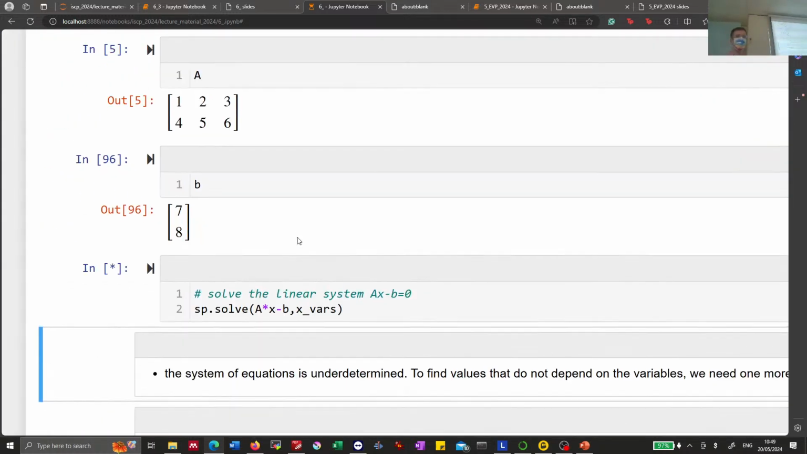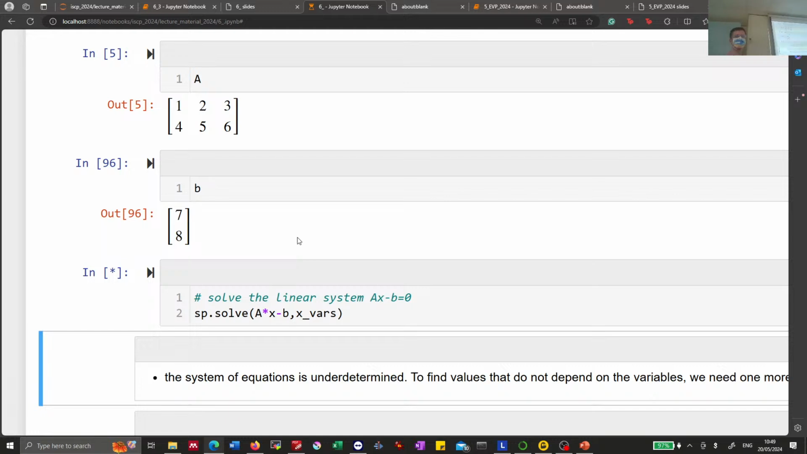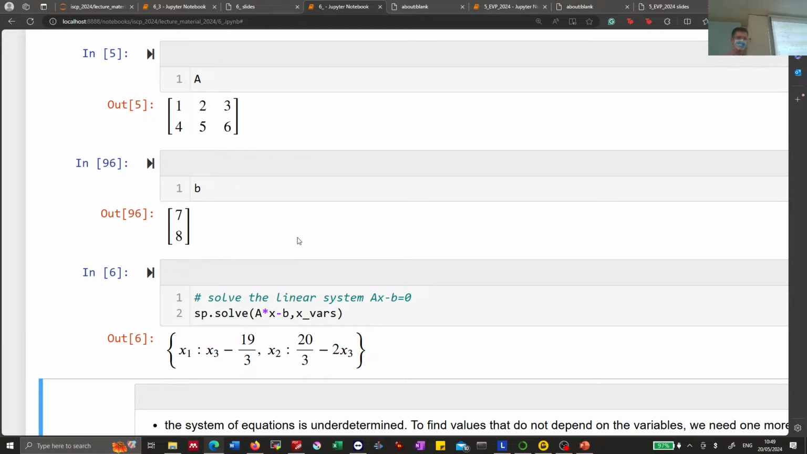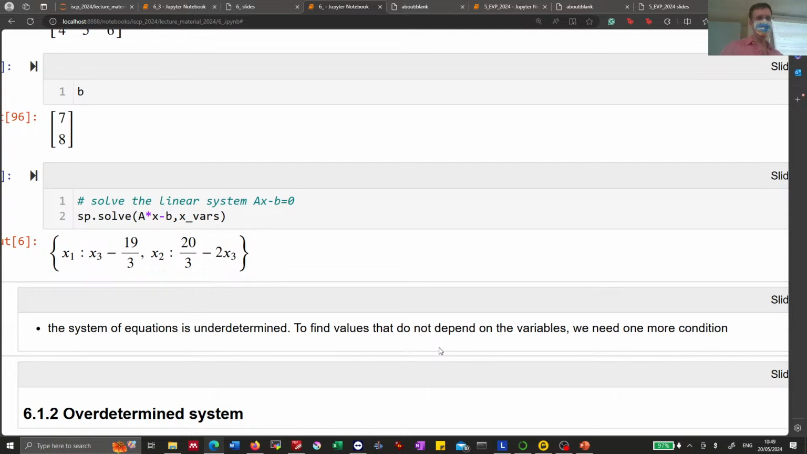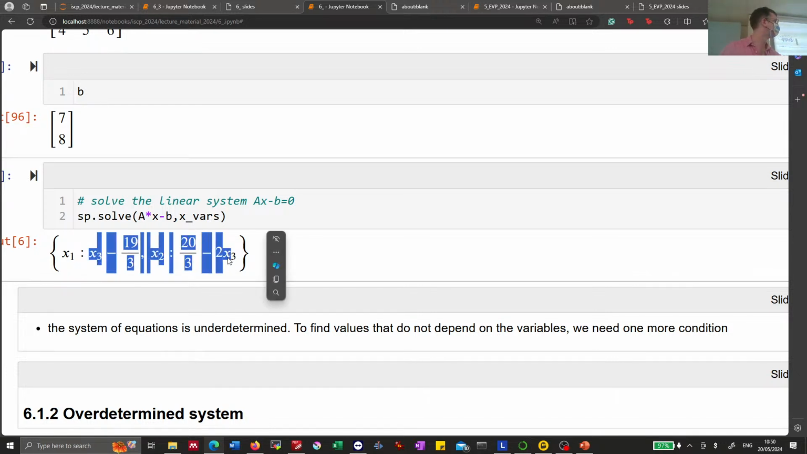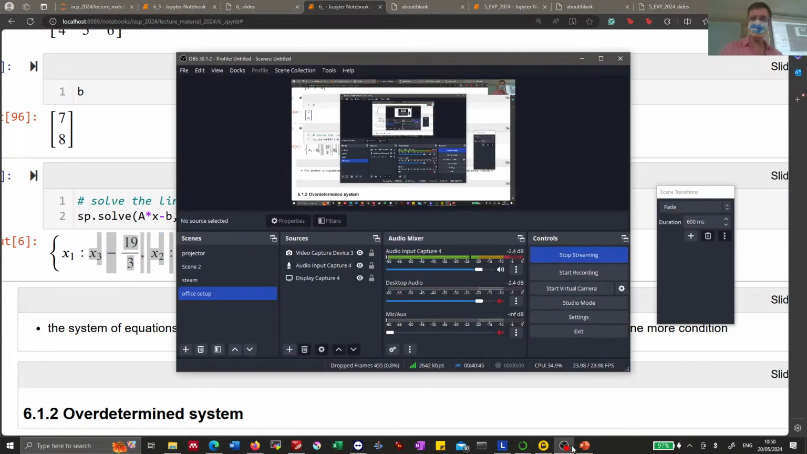Okay, and does it work? This is now the big question. Oh, it works. Fantastic. Any questions? No, right? Easy. So, the system of equations is underdetermined. To find values that do not depend on the variables, we need one more condition. Otherwise, we just have a conditional expression. Also can be useful in some situations, but not all. Okay, if there are no comments or questions, we can do the fun stuff next.